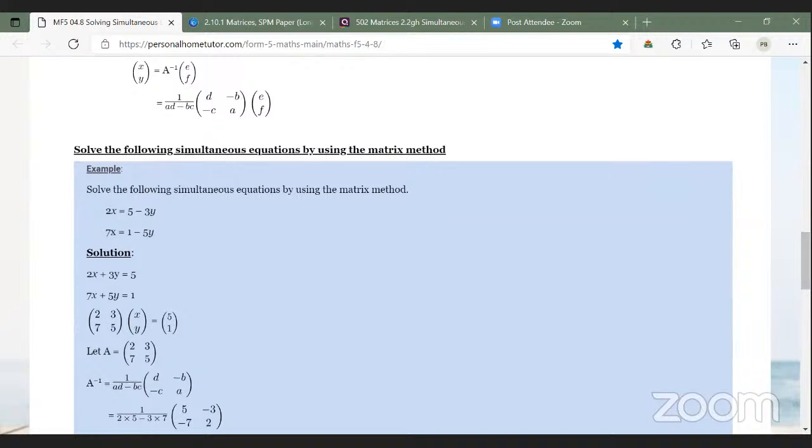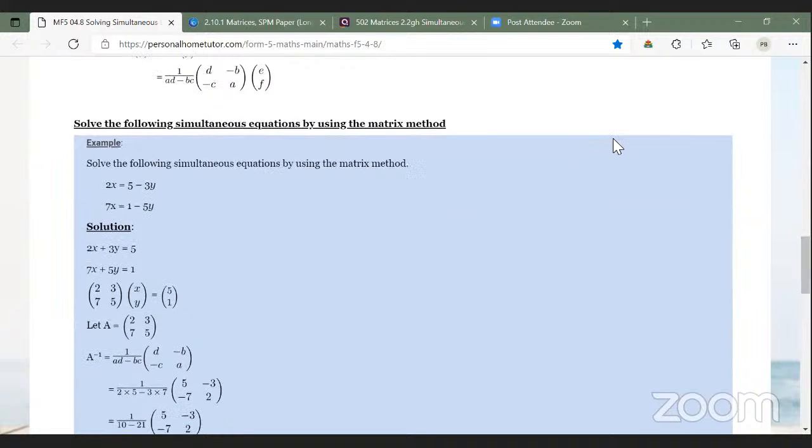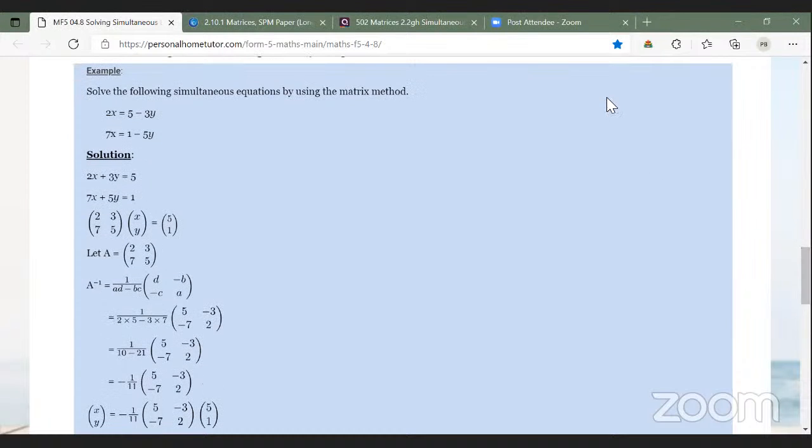All right, so here we have a few example questions. So here it says, solve the following simultaneous equations by using the matrix method. All right, so we'll just go through this question. We have the equations 2x equals 5 minus 3y and 7x equals 1 minus 5y.